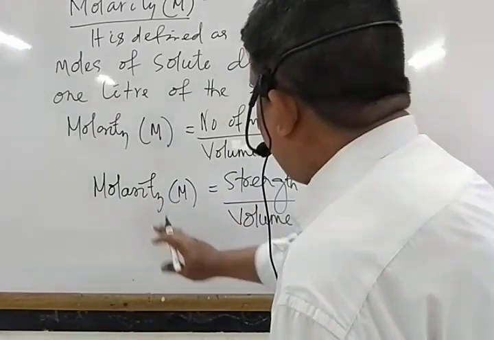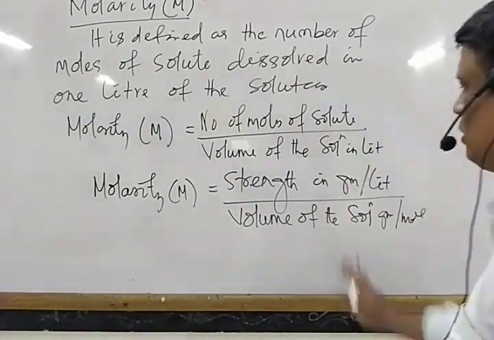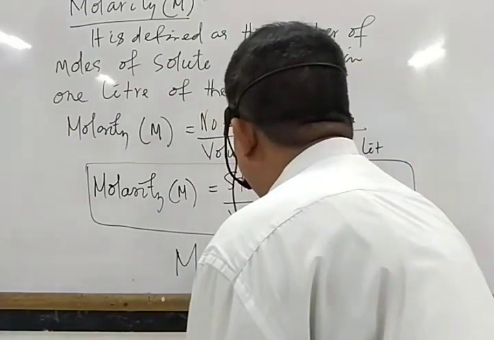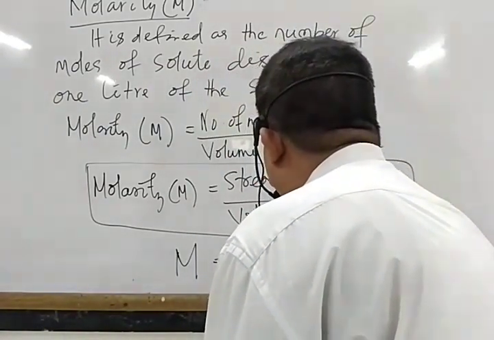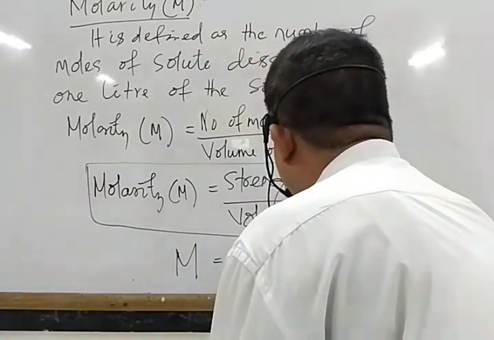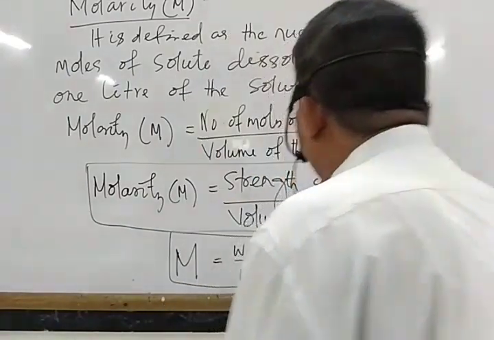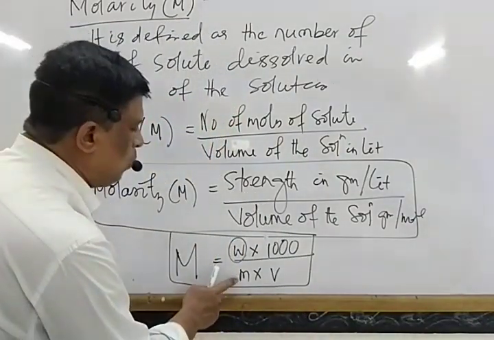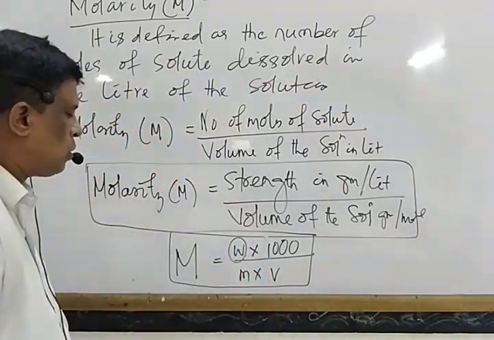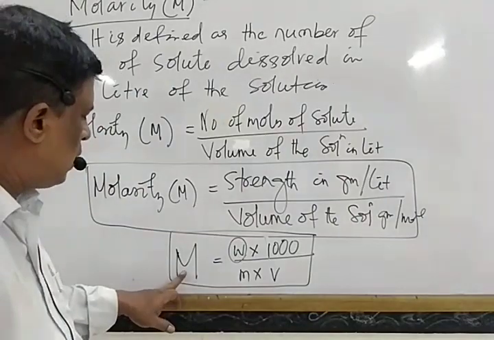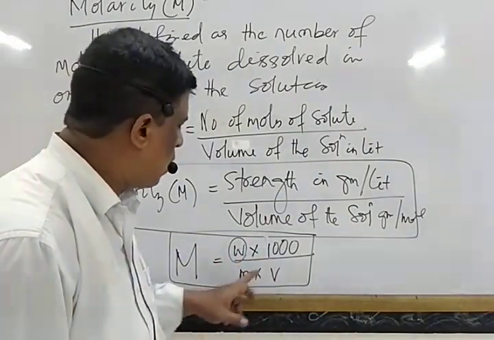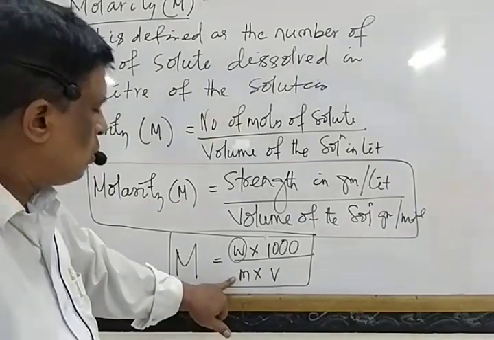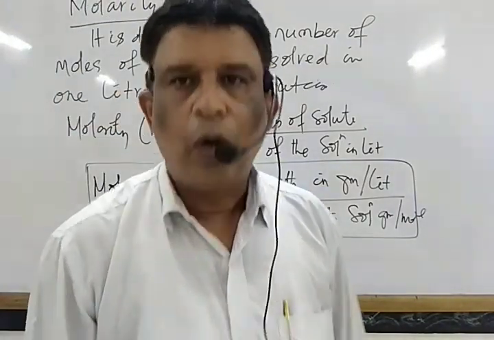That means the molarity is also expressed in terms of strength. Again we go through the symbolic representation. If W gram of solute, where W is the weight of solute having molecular mass M, is dissolved in V liter of the solution, then mathematically molarity, capital M, is equal to W into 1000 by M into V, where W is the weight of the solute in gram, M is the molecular mass of the solute, and V is the volume of the solution in milliliter.